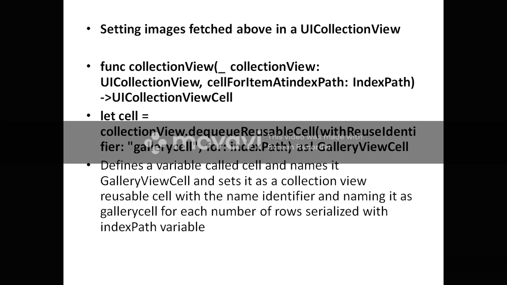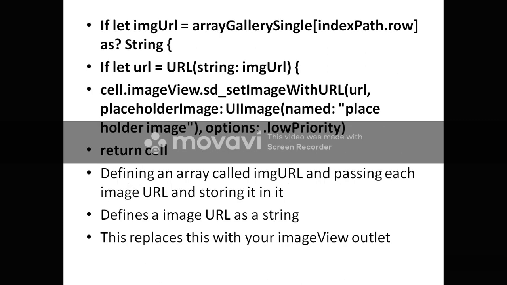The below code sets images fetched in the UI collection view. The code defines a variable called cell and names it gallery view cell and sets it as a collection view reusable cell with the name identifier, naming it as gallery cell for each number of rows serialized with the index path variable. The above code defines an array called image URL and passes each image URL and stores it.